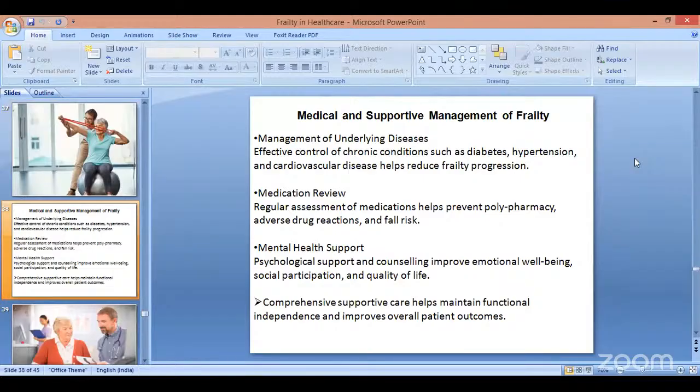Medical and supportive management of frailty. Management is based on three criteria basically. If there is an underlying disease, like diabetes, hypertension, or cardiovascular disease, controlling them helps reduce frailty progression. Medication review: regular assessment of medication helps prevent polypharmacy. To avoid adverse drug reactions and the risk of polypharmacy, the pharmacist has to be involved. Now mental health support: psychological support and counseling improve emotional well-being, social participation, and quality of life. Comprehensive supportive care helps maintain functional independence and improve overall patient outcome.